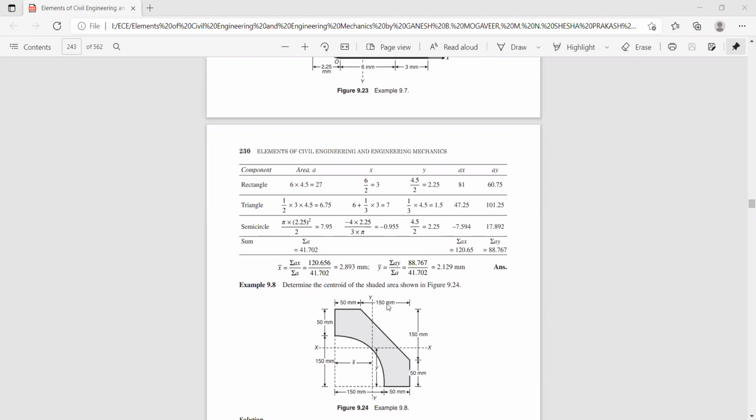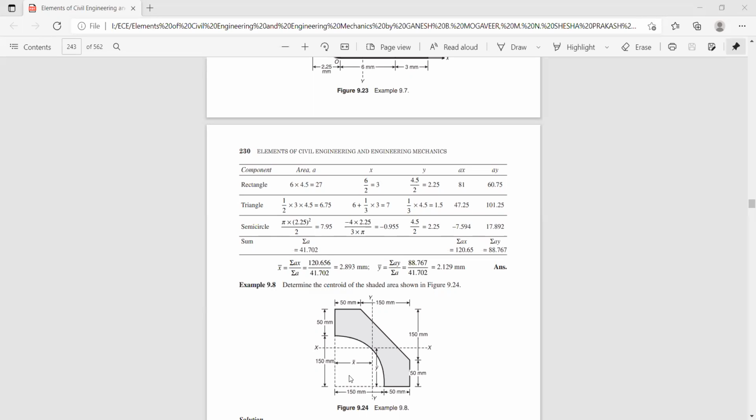So we know A1, A2, A3, x1, x2, x3. Now we want y1, y2, y3. Now y1 is measured with respect to the x-axis. So for the rectangle, this rectangle is 150 into 50, that is, this height is totally 200. So half of which is 100 millimeters. So y1 for the rectangle is 100 millimeters. And here also this whole distance is 200. So x1 for the rectangle is 100 and y1 is also 100.